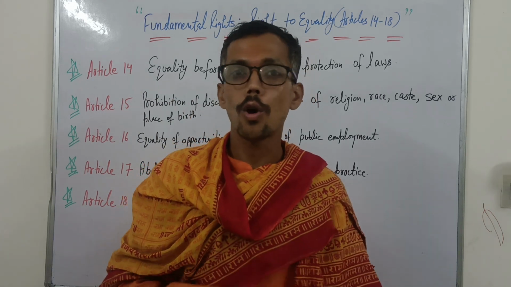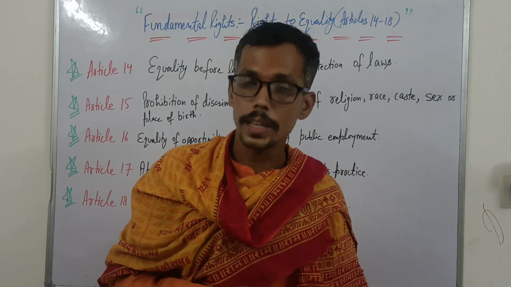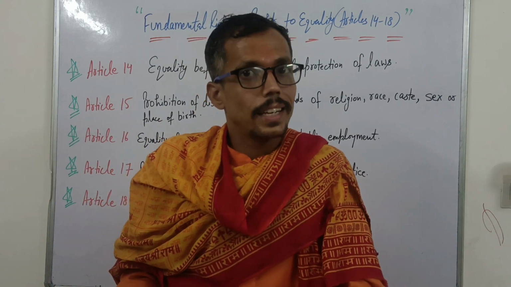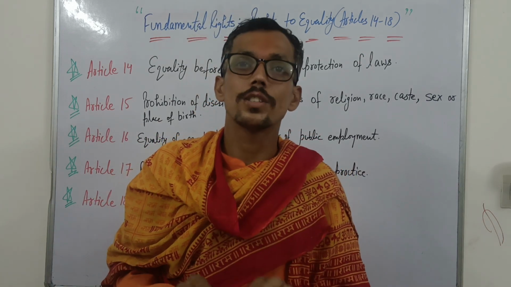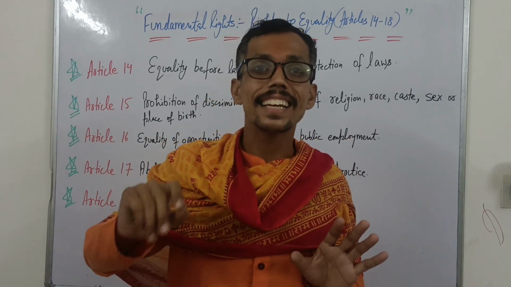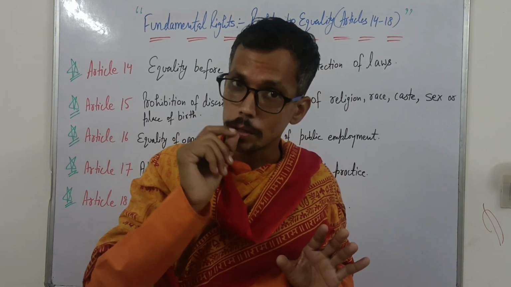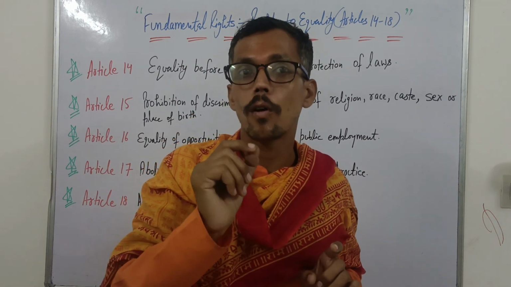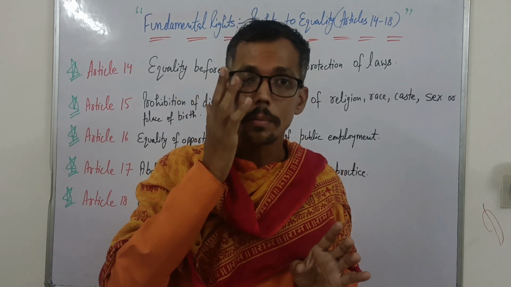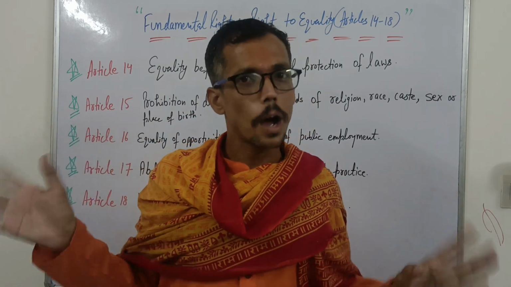In case the laws enacted by the respective state governments under Article 31C for the implementation of the directive principles of the state policy are found to be violative of Article 14, such laws cannot be challenged. So that means in case they violate Article 14, the right to equality, still they cannot be challenged. So that means whenever Article 31C comes in, Article 14 goes out.